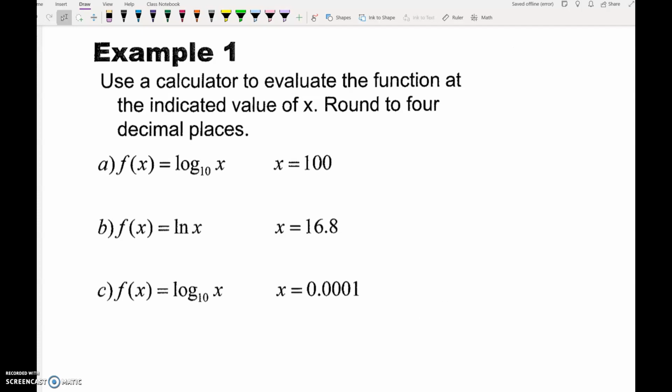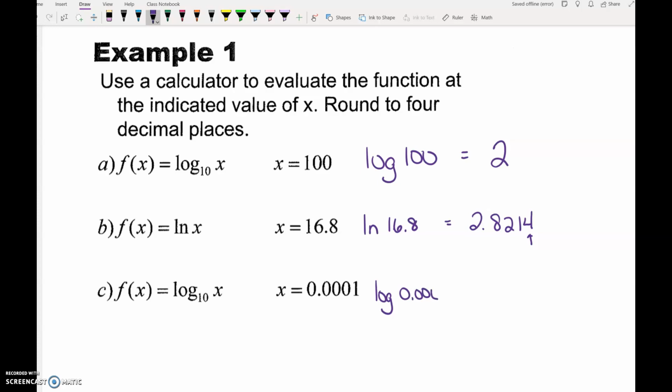So this first one, basically they're asking us to do log base 10 of 100. So in your calculator, log button, 100, you should get an answer of 2. B, they're asking you to do ln of 16.8. So find your ln button, 16.8. You should get 2.8214. I'm writing 4 because the next digit was 7. It was 0.82137. So that 7 bumped the 3 up to a 4. In example C, they want us to do log base 10 of 0.0001. So log button, 0.0001. You should get -4.